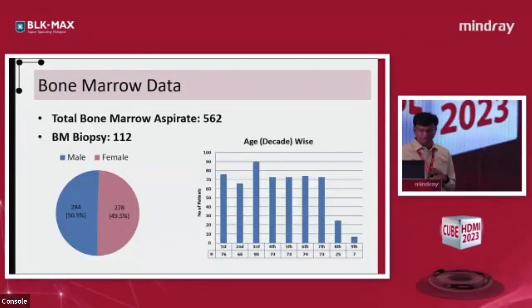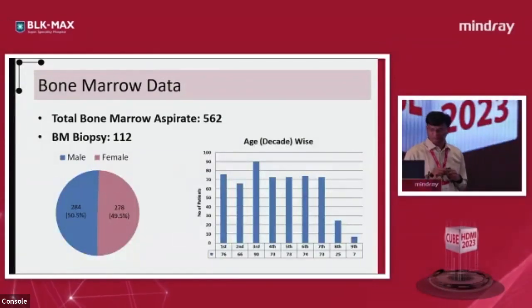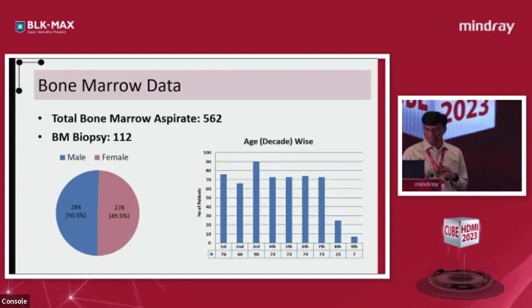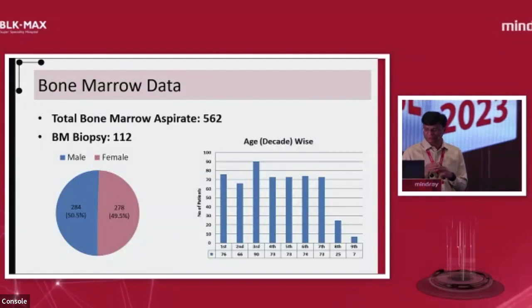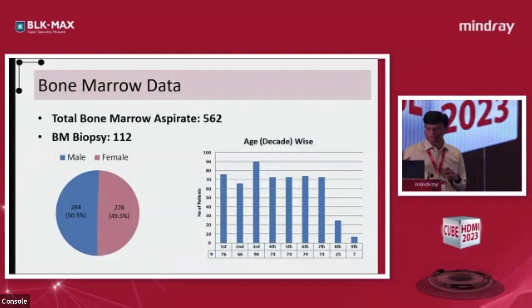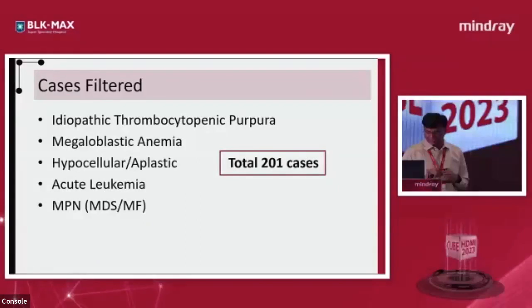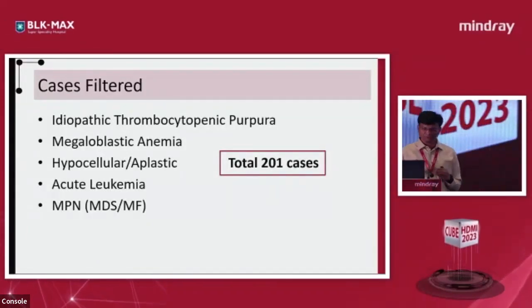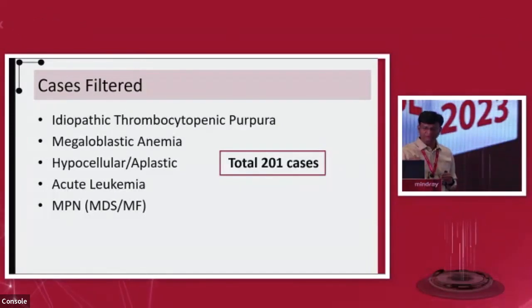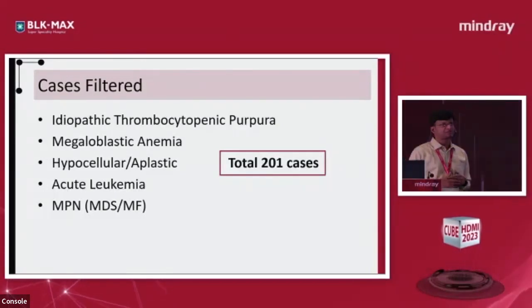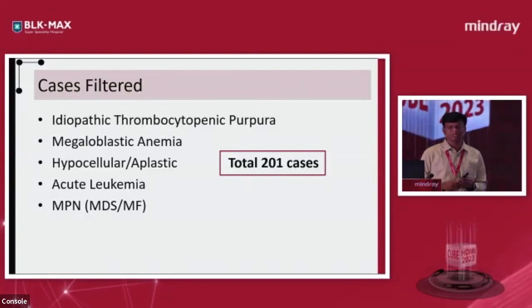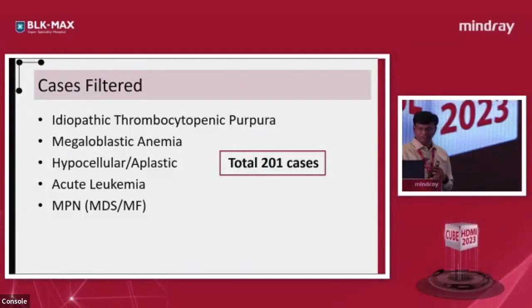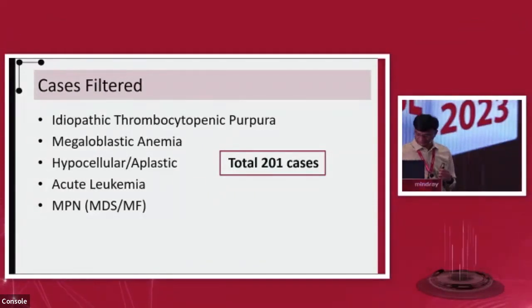So in this 32 months, we had data of 562 bone marrow aspirates and 112 biopsies. The gender distribution is almost equal, and the age distribution ran from 4 months to 85 years. We filtered cases based on the positive factor for thrombocytopenia. We divided them into 5 categories: ITP, megaloblastic anemia, hypocellular aplastic anemia, acute leukemia, and myeloproliferative disorders, particularly MDS and myelofibrosis. In total, around 200 cases we had.